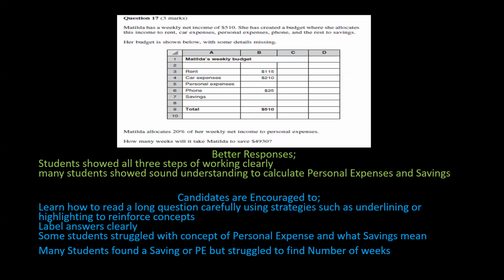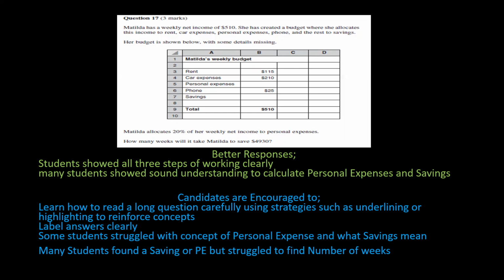Some students struggle with the concepts of personal expense and what savings mean. And again, in the marking scheme, we're fairly generous on that. We just wanted to see that students could achieve a result of 102 for the personal expense, or the total expenses of 452, and then going on from there.